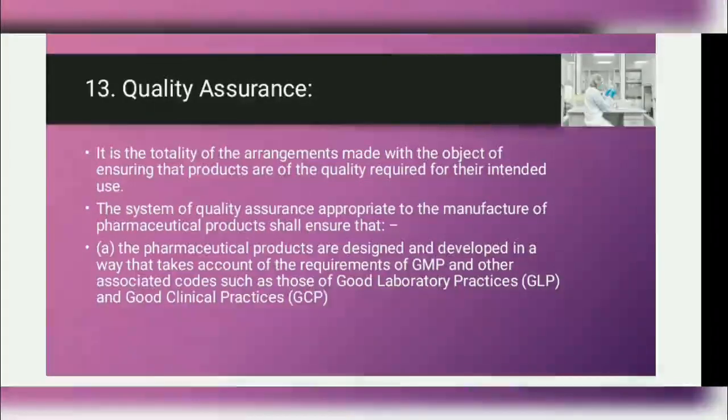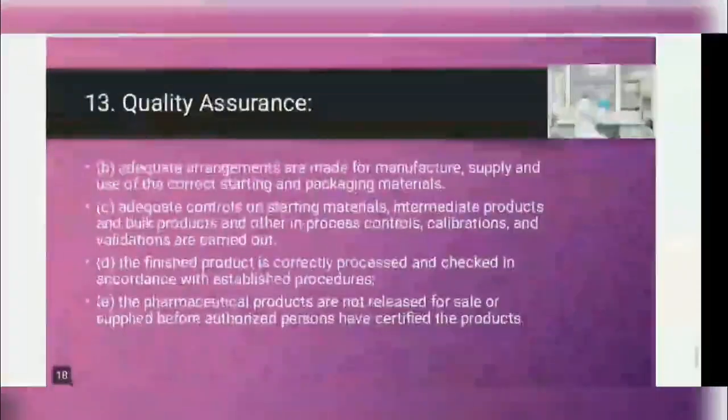And as you all know, what is GMP? GMP regulates the design, monitoring, and control of manufacturing processes. GMP ensures the identity, strength, quality, and purity of drug products. So the quality assurance system must ensure that the products are designed according to the requirements of GMP, GCP, and GLP. Now come to our next slide.